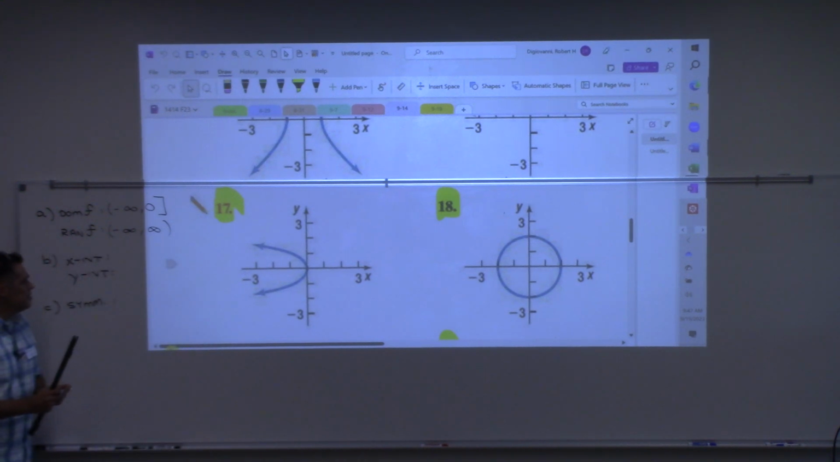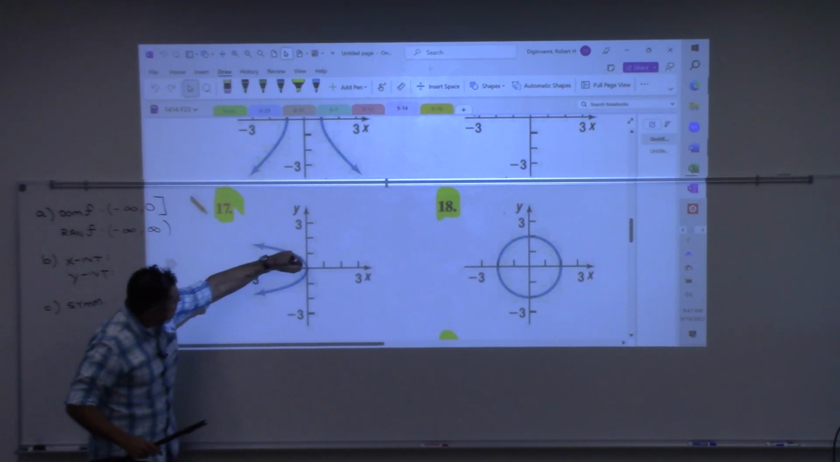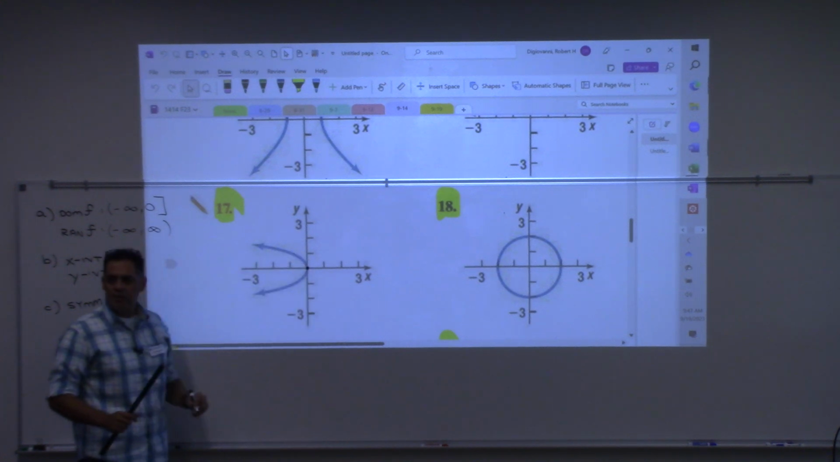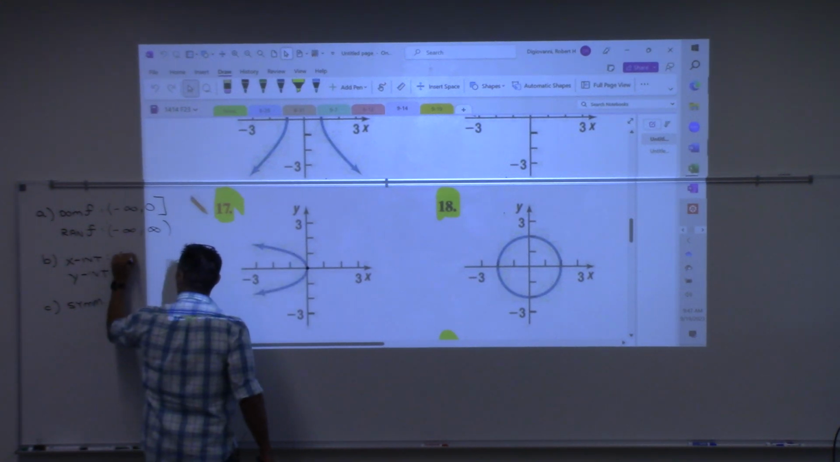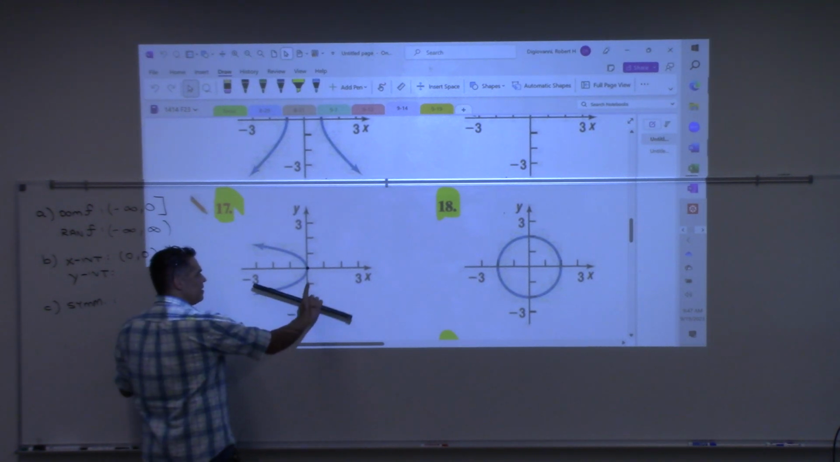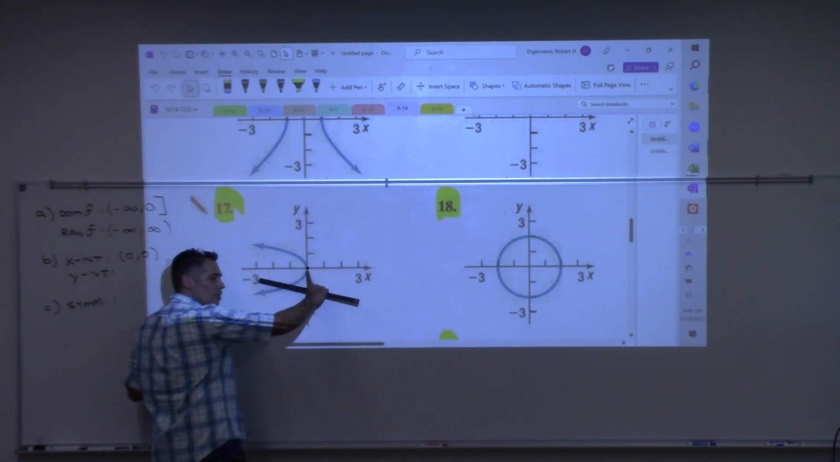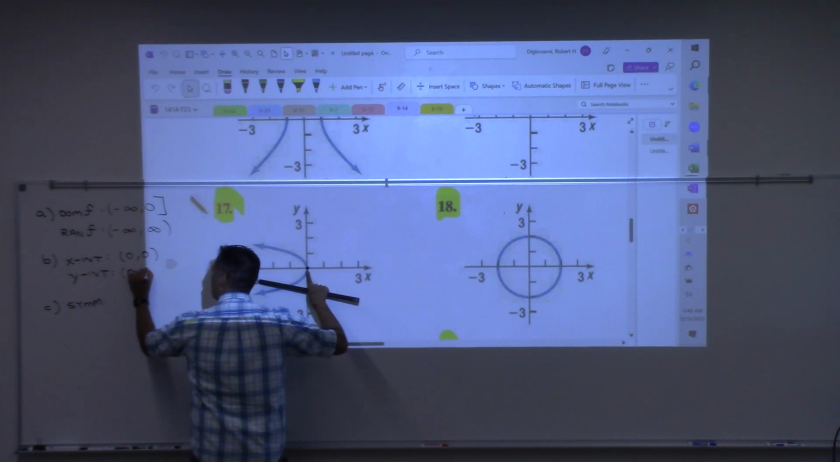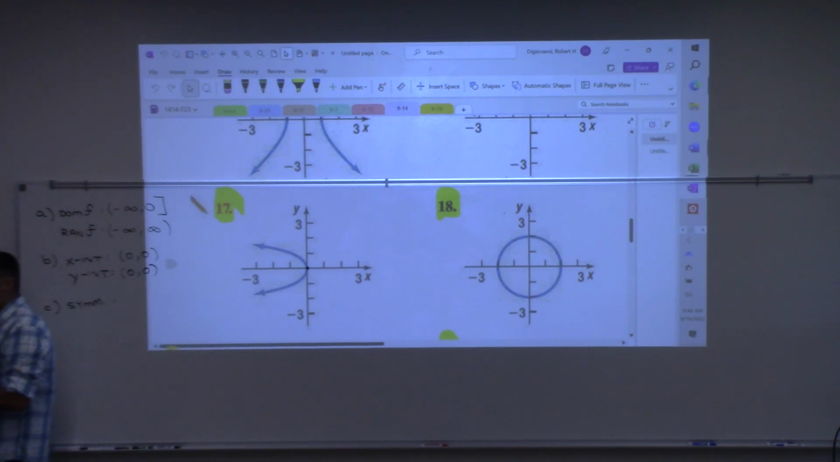Do I have any x-intercepts? Right there, right? That's the point 0, 0. Do I have any y-intercepts? Same point, right? That same point that hits the x-axis is the one that hits the y. So you could have your x and y-intercept be the same point. If it's the origin, that'll be the case.